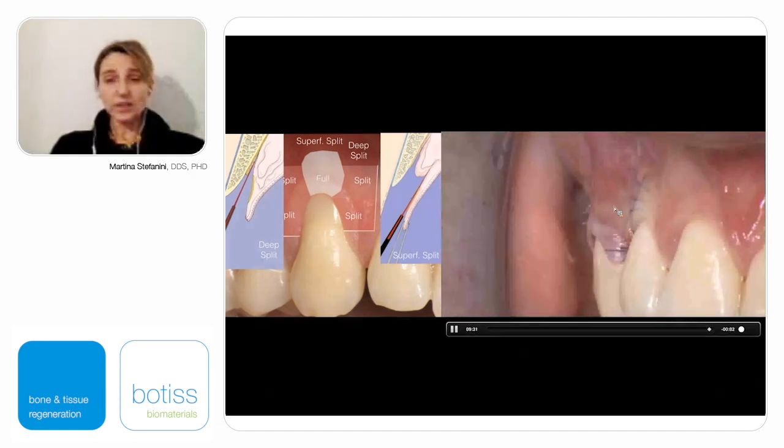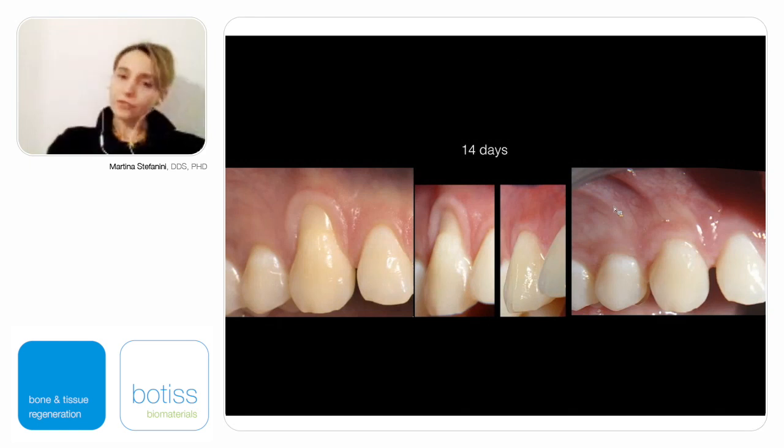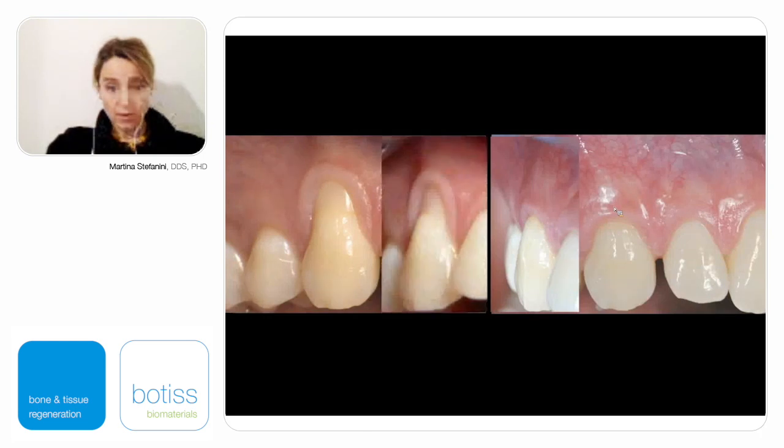And as you can see, at the end of the surgery you cannot appreciate any bleeding. That means that you have stability of the blood clot under the coronally advanced flap. And this is immediately after suture removal at 2 weeks, where you can see complete root coverage was achieved. But this is not enough.